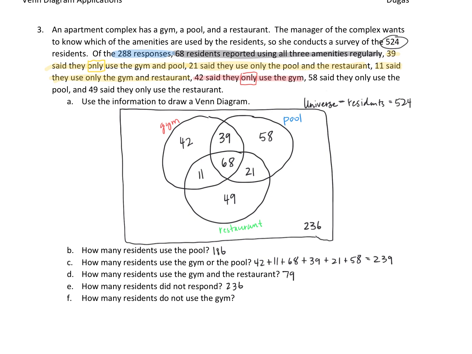And then how many residents do not use the gym? And let's actually replace that with respondents. How many respondents do not use the gym? So if we're talking about respondents, that would not include the 236. That's just going to be how many are not within that gym circle. So that would be the 58 plus 21 plus 49. So 58 plus 21 plus 49 would be 128.